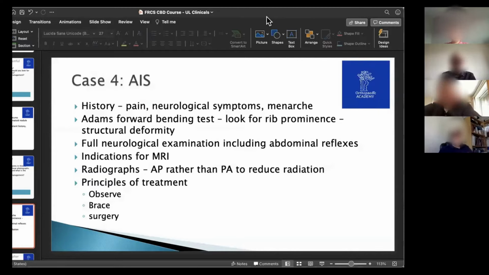I think that's come up to our 5 minutes. But the history, you're correct. Pain, neurological symptoms, age of menarche. Why is the age of menarche important? Because the following year after menarche has the fastest rate of progression. That's why if the patient is within a year of menarche or before menarche, I would suspect that this curve will progress. However, if the menarche was years past, the risk of progression will be lower.